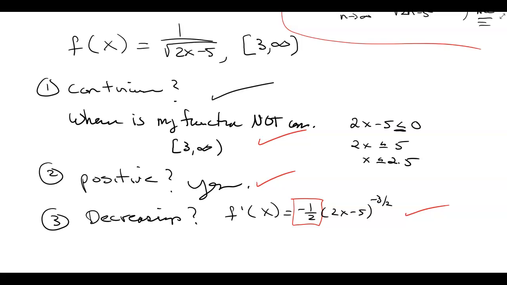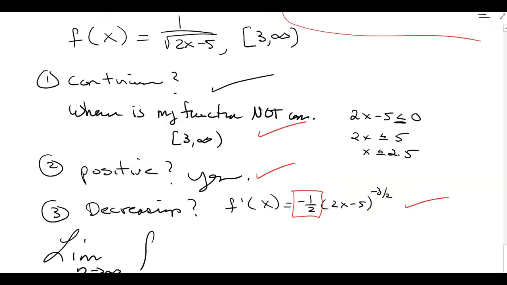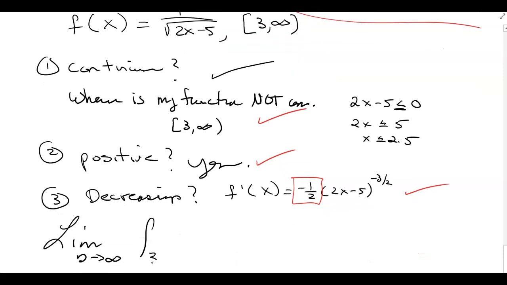I just went through it. Writing this down on the test shows me you thought through the checklist. Okay? So now I just got to take the limit of the integral. So it's the limit as b goes to infinity, because it's an improper integral, from 3, I'm starting at 3, to b, of my function 2x minus 5 to the negative 1/2.